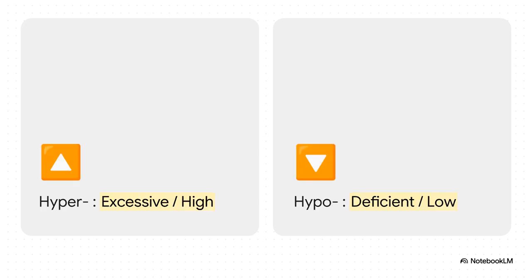Here's another classic pair I bet you've heard before. Hyper means high or too much. Think hypertension, right? High blood pressure. And its opposite, hypo, means low or not enough, like in hypoglycemia for low blood sugar. See how the prefix just sets the whole scene?